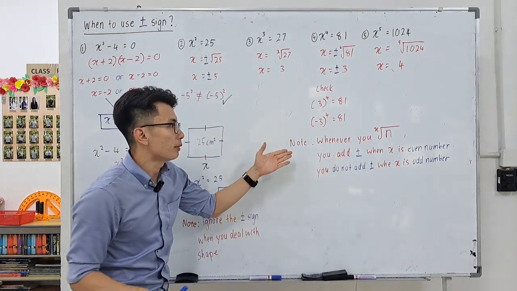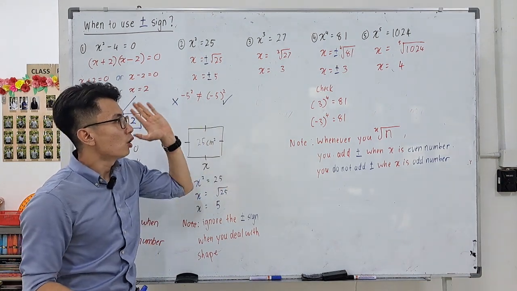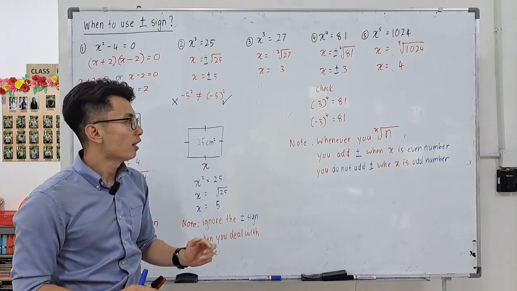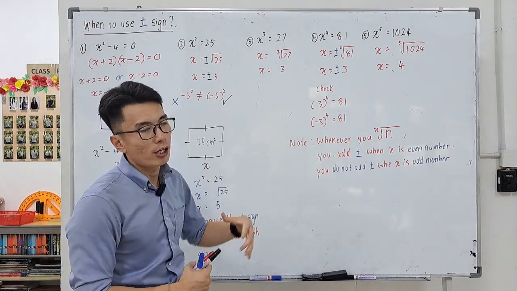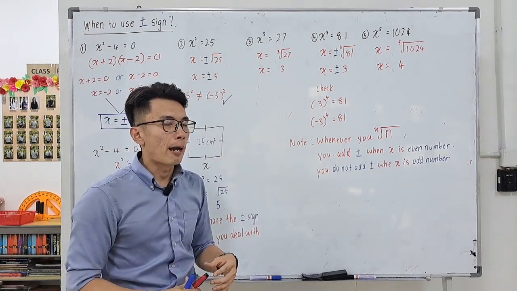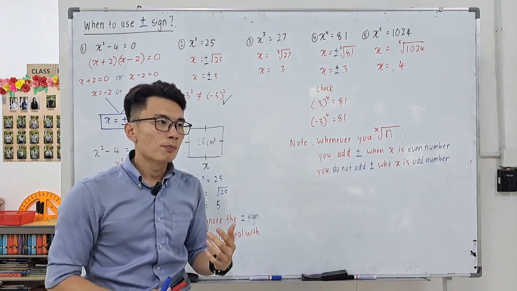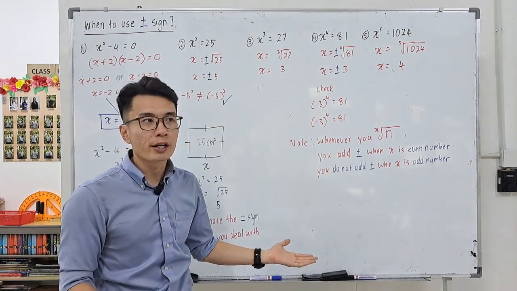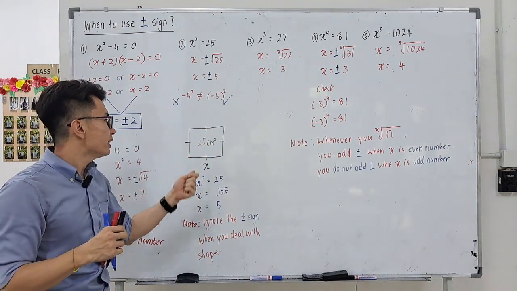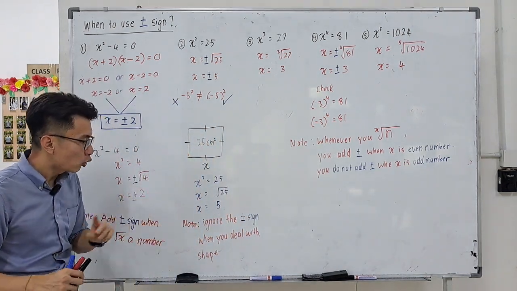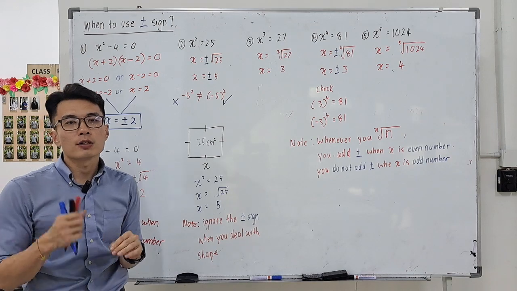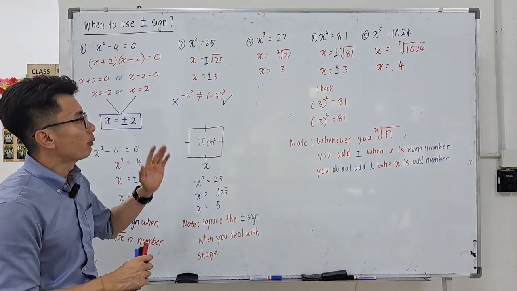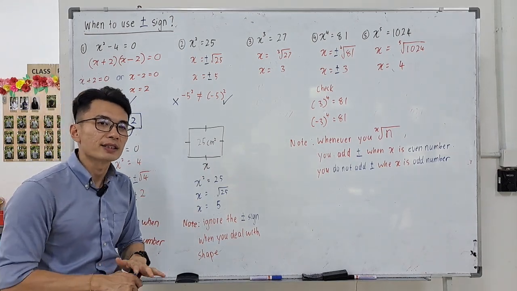So this is when you are going to add the plus minus sign. And do take note that this only applies when I am interested to find out the value of x that can make the equation true. Now do remember, when we are dealing with shapes like this one, you can ignore the plus minus sign because negative length does not exist. I hope this will make it clear when to use the plus minus sign. Thank you.